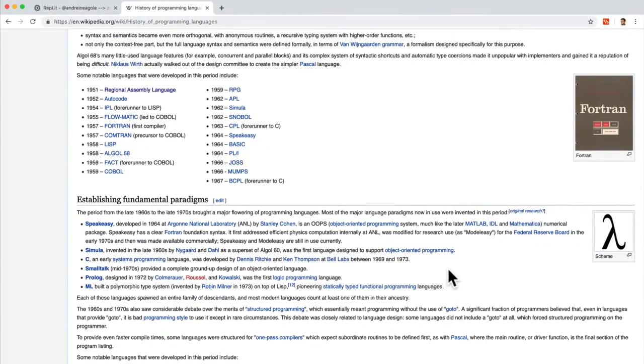So, what is functional programming? Let's find out.